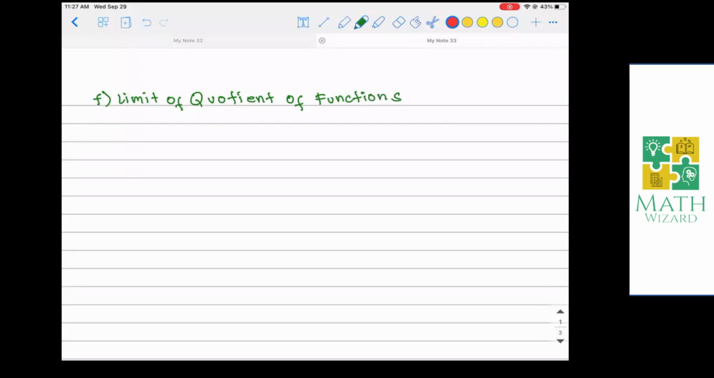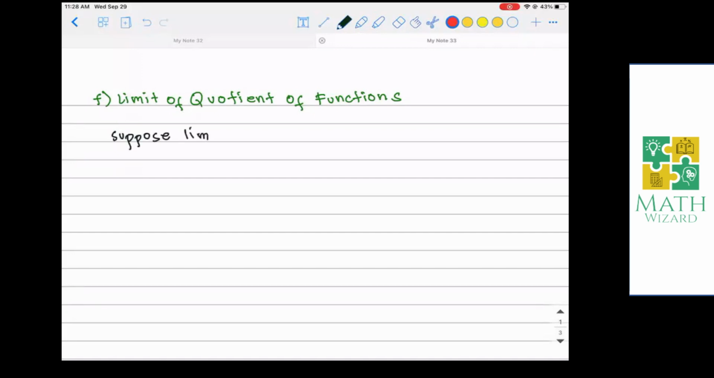So we have the quotient, the limit of a quotient of functions. Parang ano lang siya, parang product lang din. So ang gagawin lang, we get the quotient naman, instead of getting the product, we get the quotient naman ng limits. Provided na yung denominator natin is not equal to 0. Kasi magiging undefined yun.